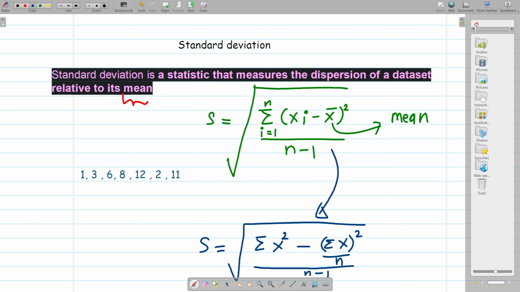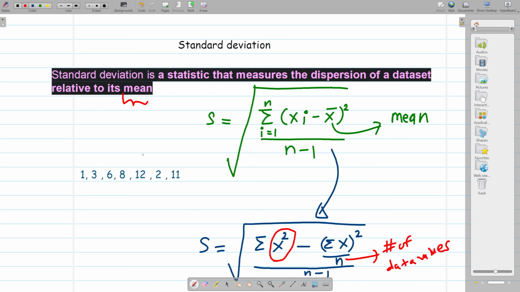Now, in order to find the standard deviation, we should know what terms we need to find. Sigma x squared means the square of each data point and the summation of all those. Sigma x is just the summation of all the data points, and n is the number of data values in the sample.